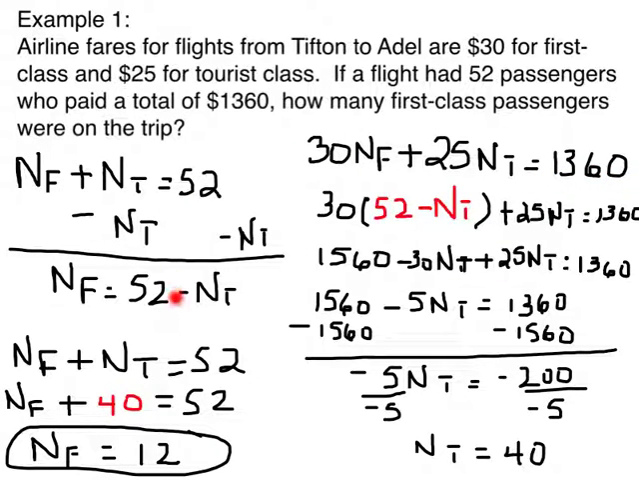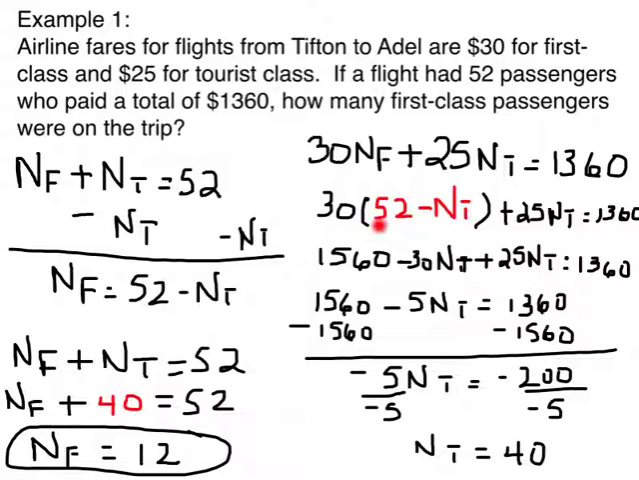Now, just like in the lesson we just did a couple days ago, we're going to have to go in and rearrange this a little bit so that we have something to substitute in. So I'm going to subtract NT on both sides, and I have NF equals 52 minus NT. I can substitute that in right here for this. I'm going to substitute this in. Then I'm simply going to solve my equation. I'm going to work it out.